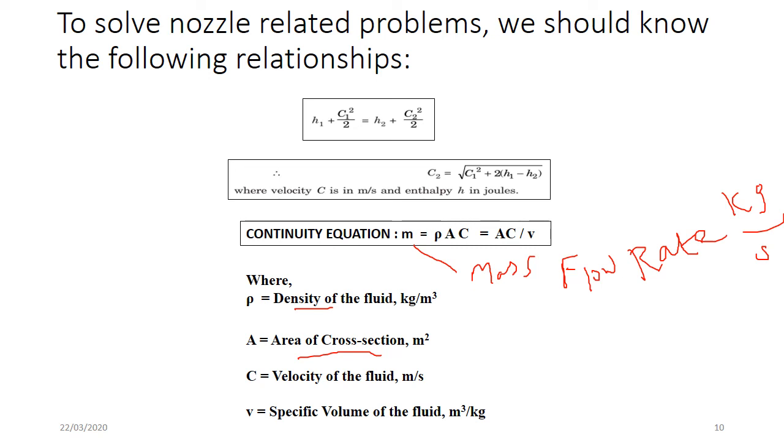So I can write the mass flow rate equation in two forms: rho AC or AC by v, because rho is equal to 1 by specific volume, right? So I can write AC by 1 by v. According to the problem we have to use either rho AC or AC by v, since rho is equal to 1 by v, for the mass flow rate.